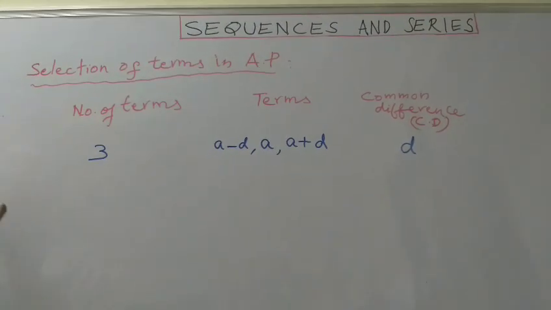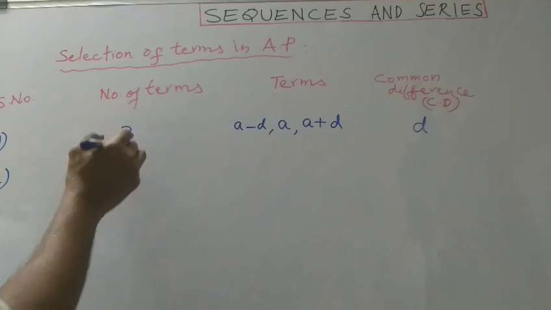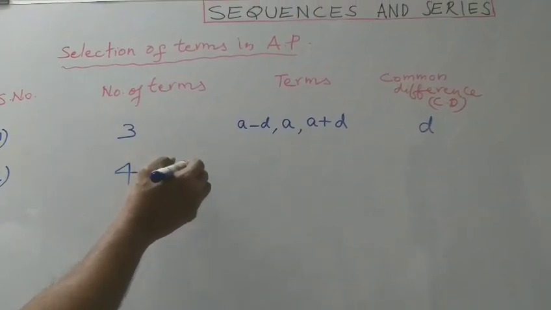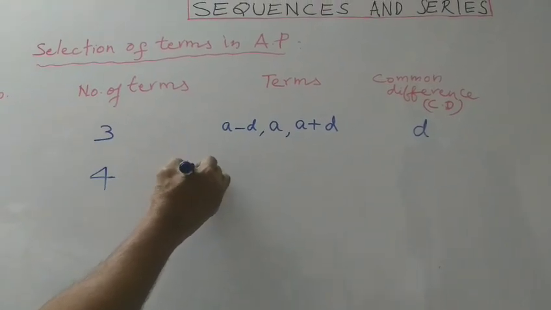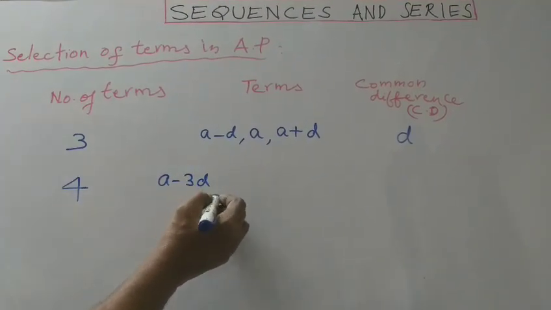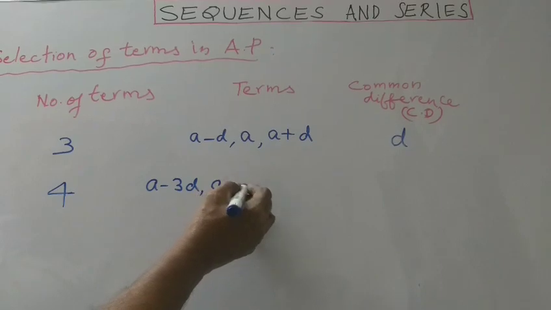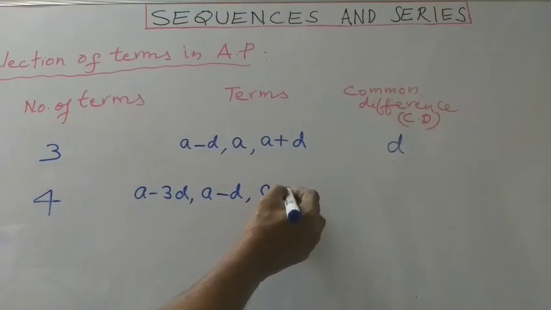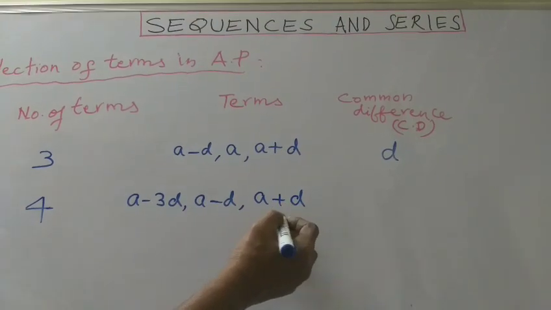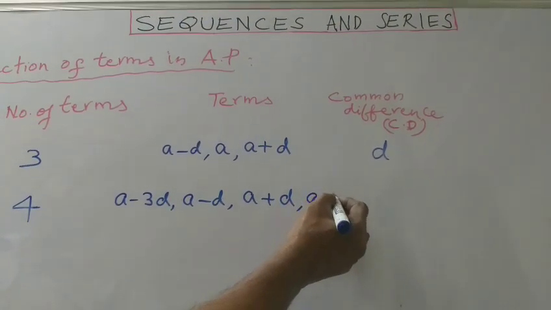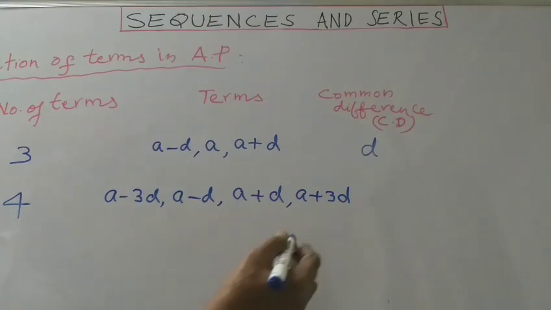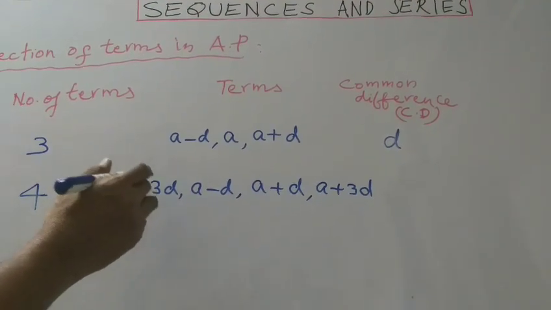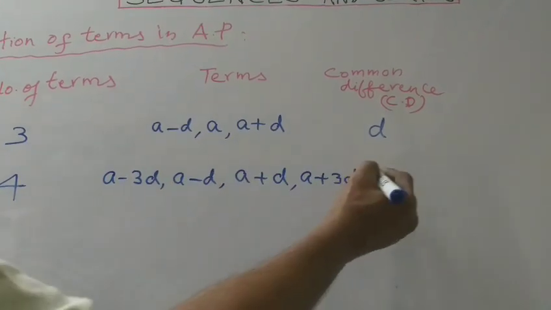Second one, number of terms is 4. The 4 terms are a minus 3d, a minus d, a plus d, a plus 3d. The common difference of any 2 terms in this is 2d.